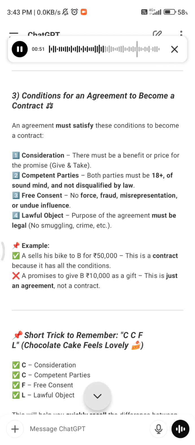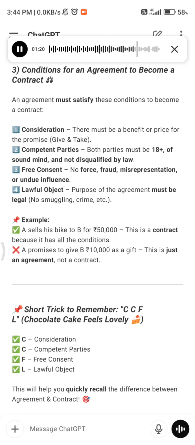1. Consideration. There must be a benefit or price for the promise: give and take. 2. Competent parties. Both parties must be 18 plus, of sound mind, and not disqualified by law. 3. Free consent. No force, fraud, misrepresentation, or undue influence. 4. Lawful object. The purpose of the agreement must be legal: no smuggling, crime, etc. Example: A sells his bike to B for 50,000. This is a contract because it has all the conditions. A promises to give B 10,000 as a gift. This is just an agreement, not a contract.